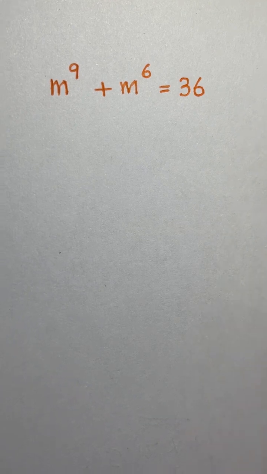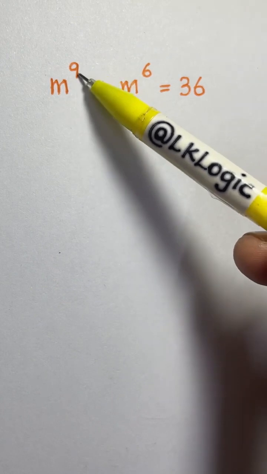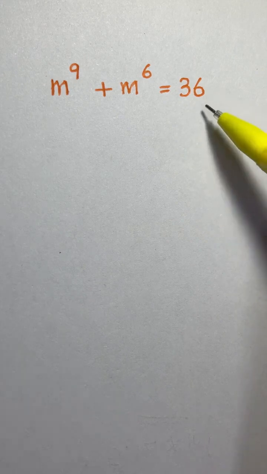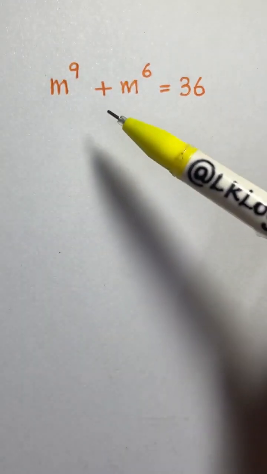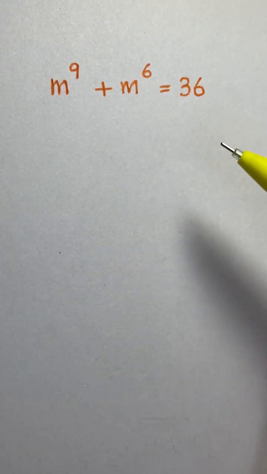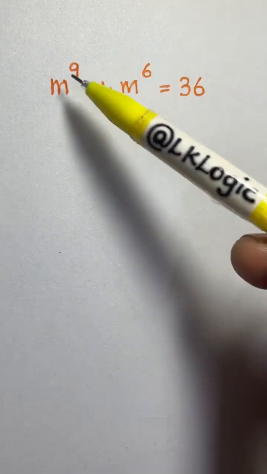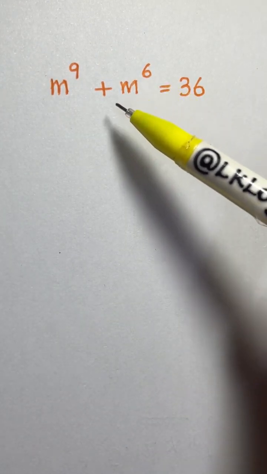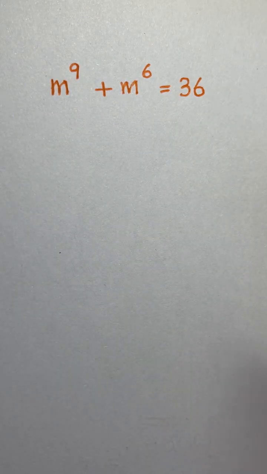Hi everyone, here we're going to solve this equation: m to the power of 9 plus m to the power of 6 equals 36. So we have to find the value of m. How can we do this? How can we find the value of m when we have such a big power, 9 or 6? Usually we have done quadratic equations. Let's see how we can substitute.